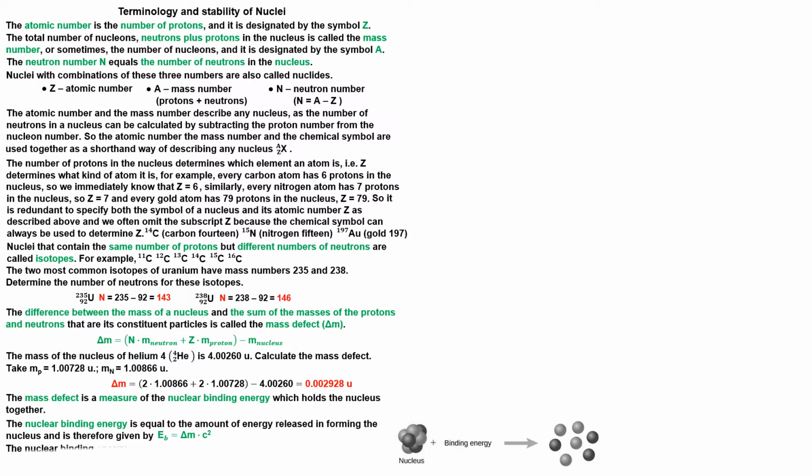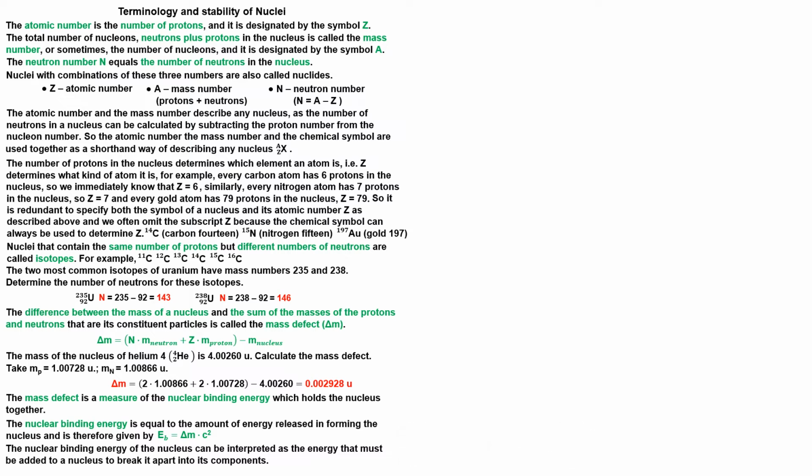The nuclear binding energy of the nucleus can be interpreted as the energy that must be added to a nucleus to break it apart into its components. The nuclear binding energy is a measure of how well a nucleus is held together. However, in nuclear physics, a better measure to compare the stability of different nuclides is the binding energy per nucleon.